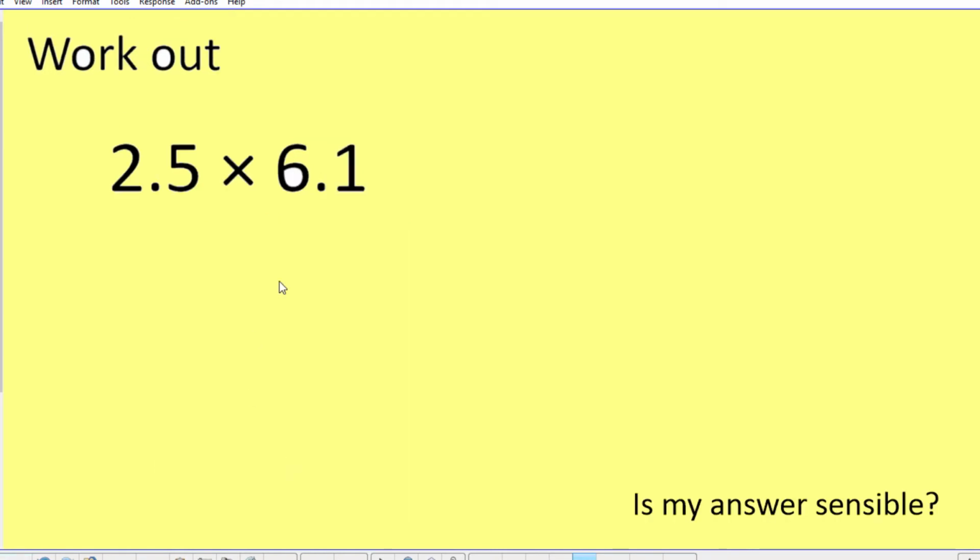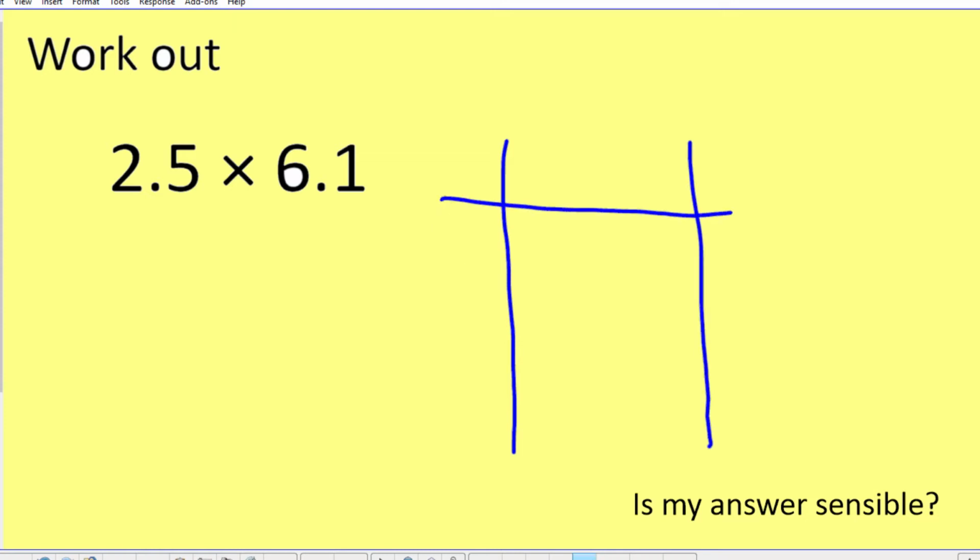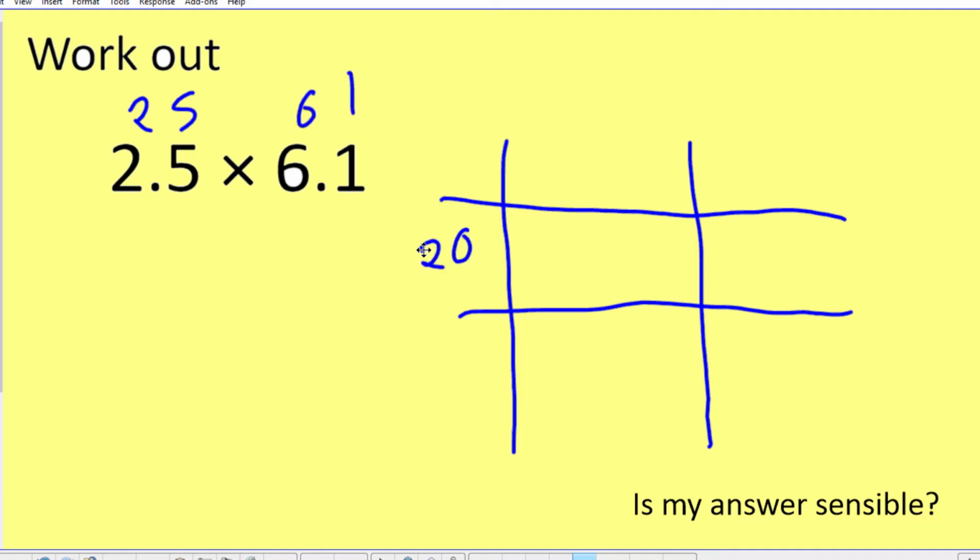Okay, multiplying out. So when you're multiplying two decimals, it can be quite tricky. The first thing we need to do, what I would do, is ignore the points. And I would just use our normal grid method to work out this sum. So I'm going to ignore the points, and I'm going to treat that as 25. And I'm going to treat that one as 61. So here I'm going to put 20 and 5. And here I'm going to put 60 and 1. So 20 times 60, well, 2 times 6 is 12. Add the 2 zeros. Here we have 5 times 6, which is 30. Bring the 0 down.